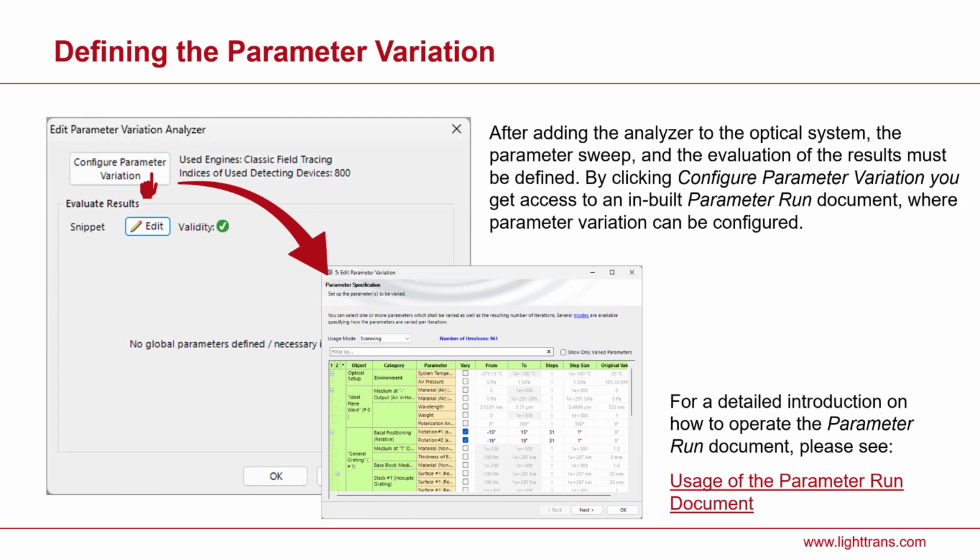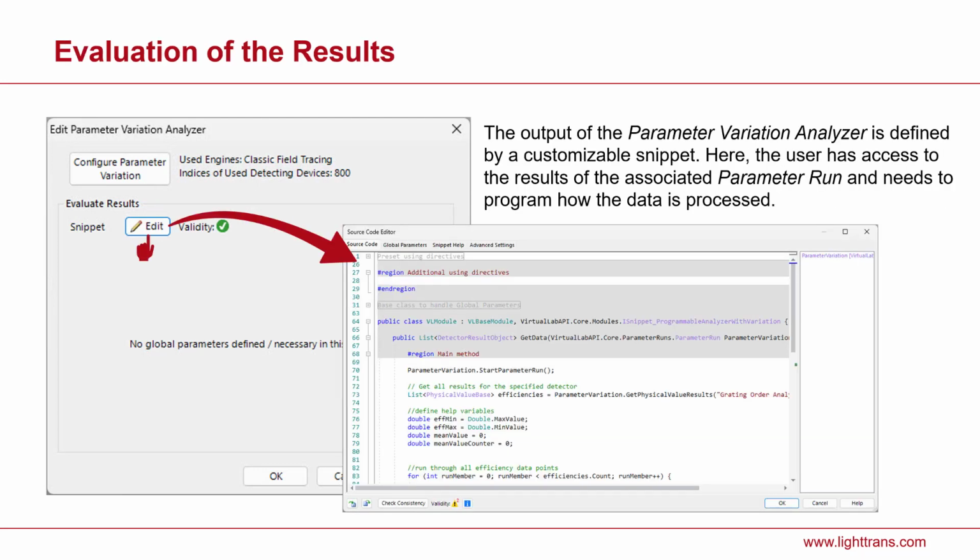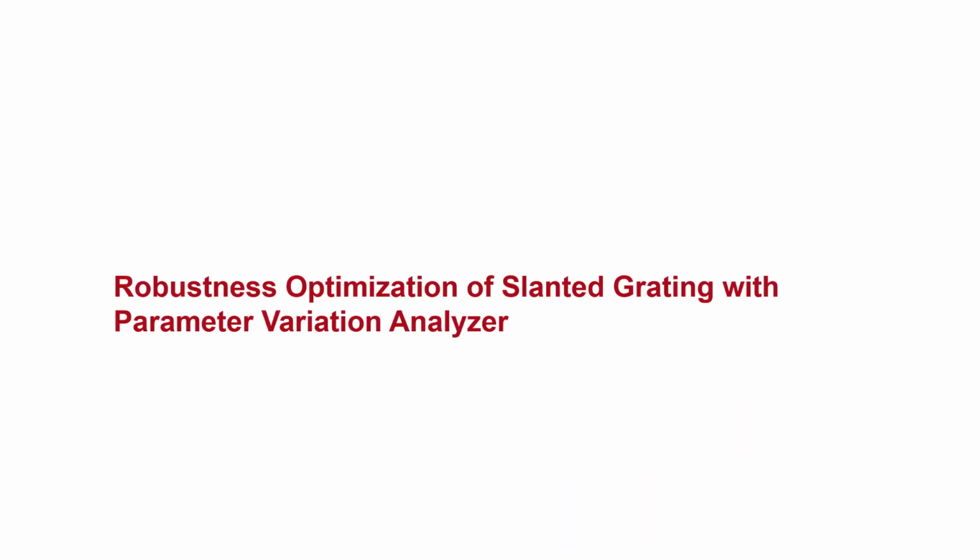And then the novelty is that on top of that, you have the option of using programming. C# is the language that we use in VirtualLab Fusion, in order to take those results from your parameter run and calculate additional merit functions on the basis of all those results, again going in the direction of multiplexing of multiple configurations of a system. Let's take a look at one example of the parameter variation analyzer at work.